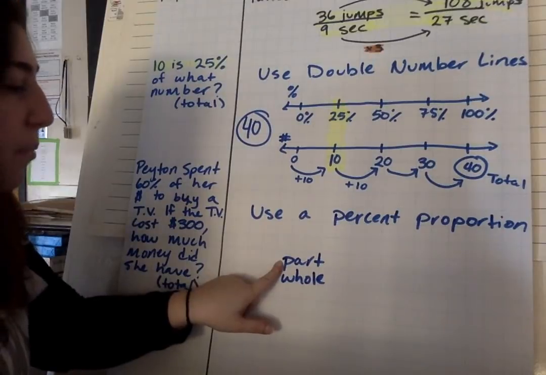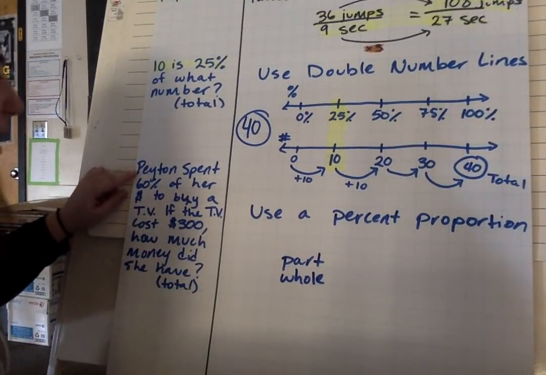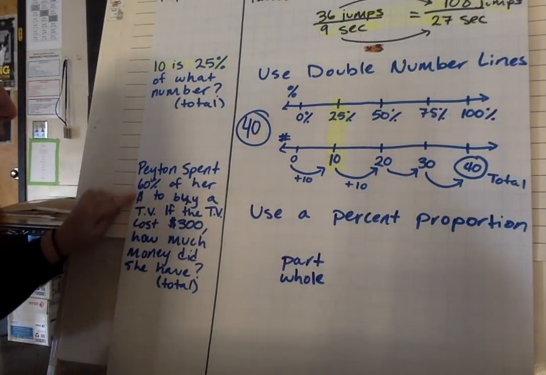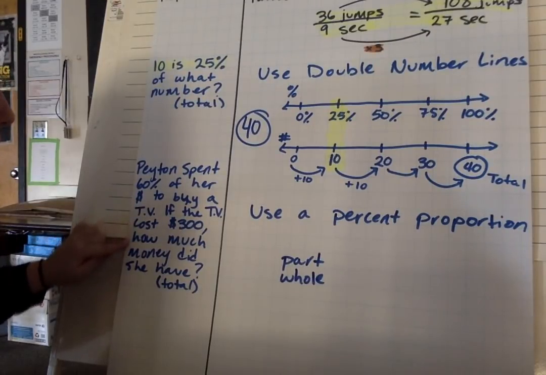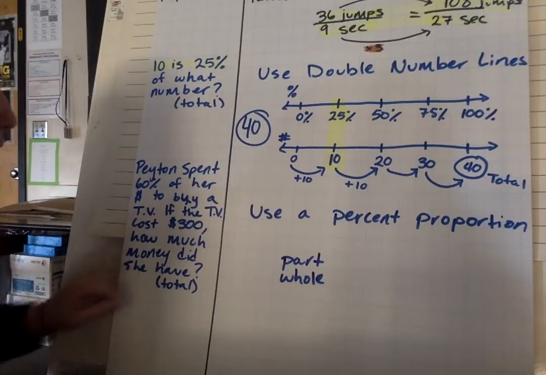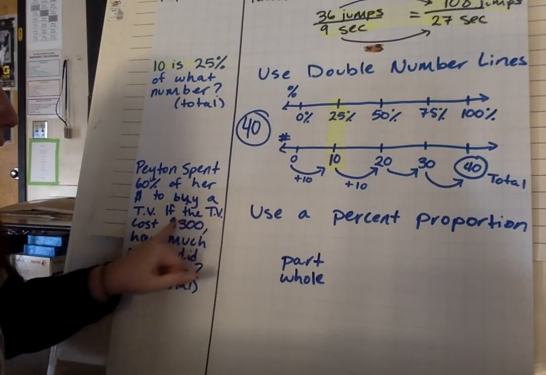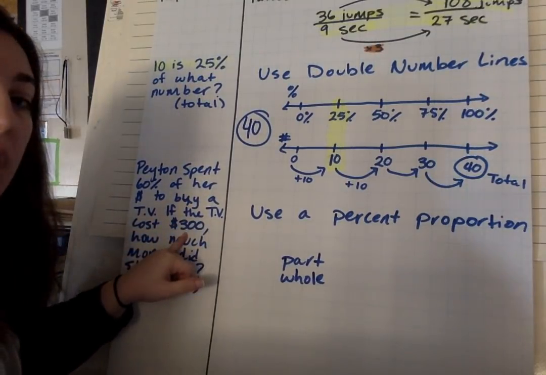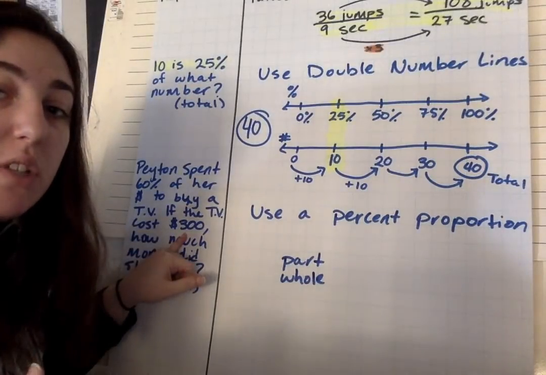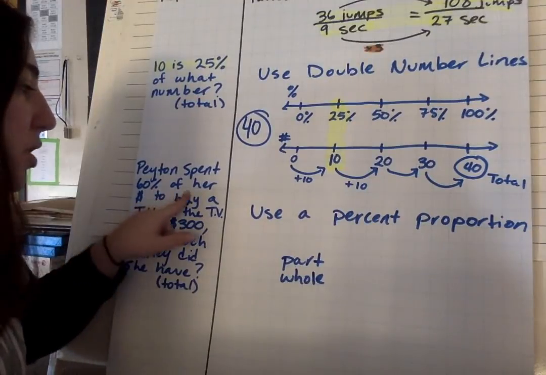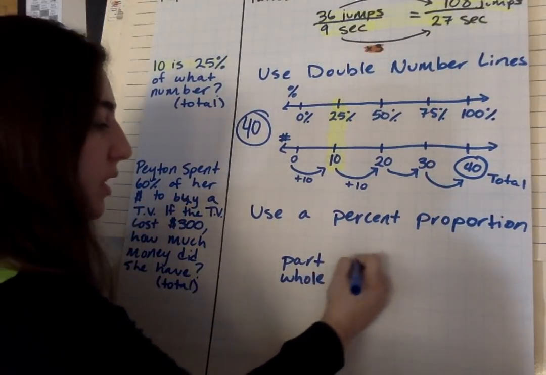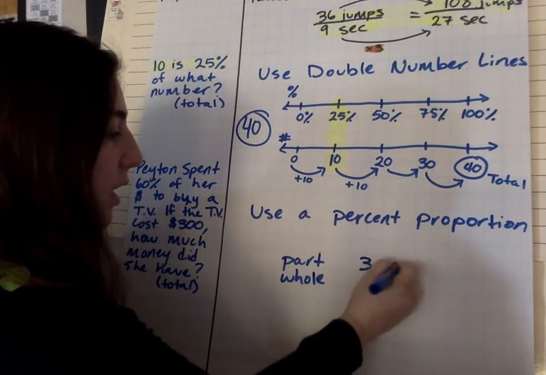Alright, so again, my part from the problem, let's just read it again. Peyton spent 60% of her money to buy a TV. If the TV cost $300, how much money did she have total? So we know that the TV cost $300, but that wasn't all of her money. She didn't spend all of her money on that TV. She only spent 60% of her money. So we're going to say part, it's going to be $300.